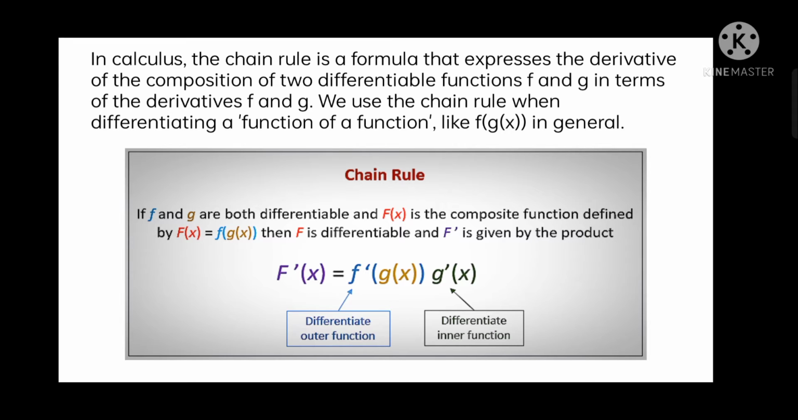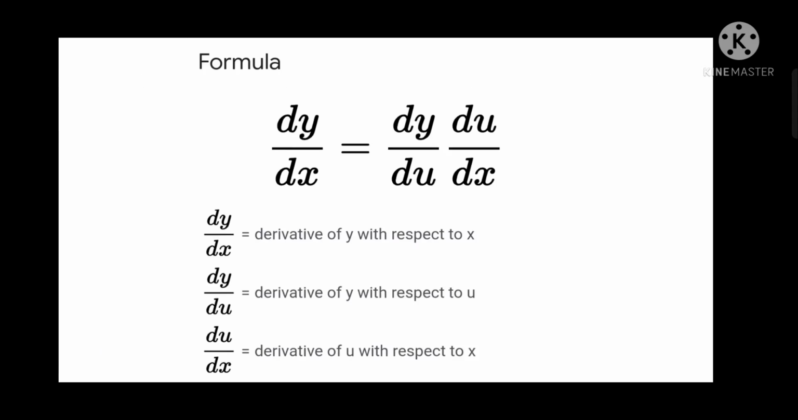As you can see in the picture, for the chain rule there are two functions: the outer function and the inner function. If f and g are both differentiable and F of x is the composite function defined by F of x equals f of g of x, then F is differentiable and F prime is given by the product. So here is the formula of the chain rule. Just pause the video if you want to copy.